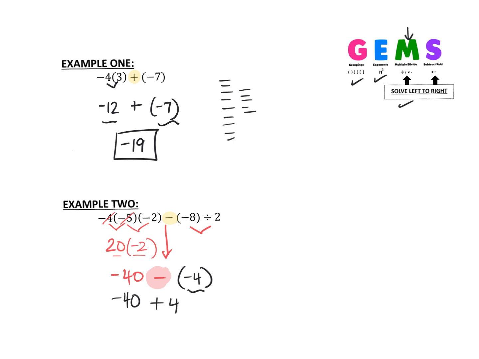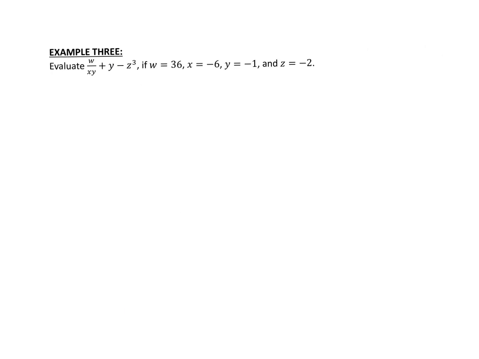All right, lastly, I have positives and negatives. I can't put those together, so I need to subtract them. So it looks like I have more negatives, so my answer is negative. And then 40 take away 4 is 36. So my final solution to that problem is negative 36.